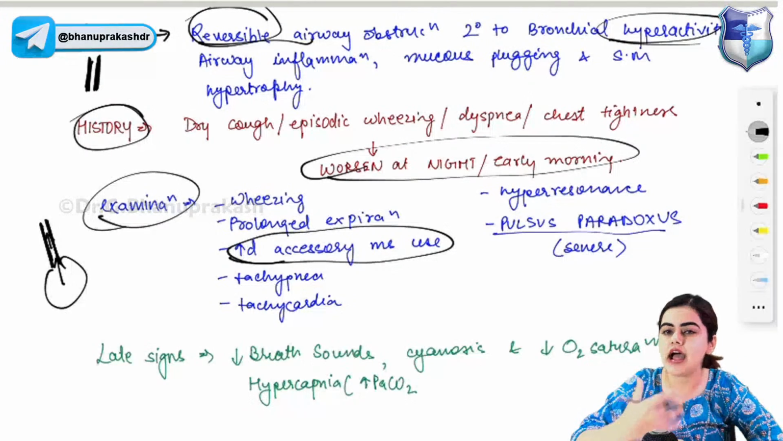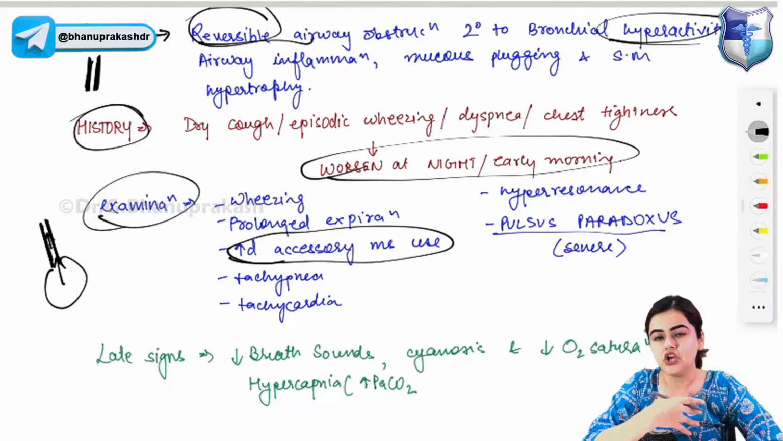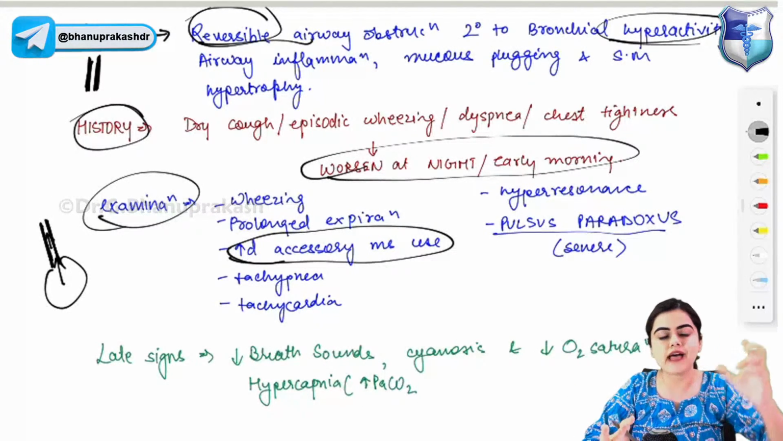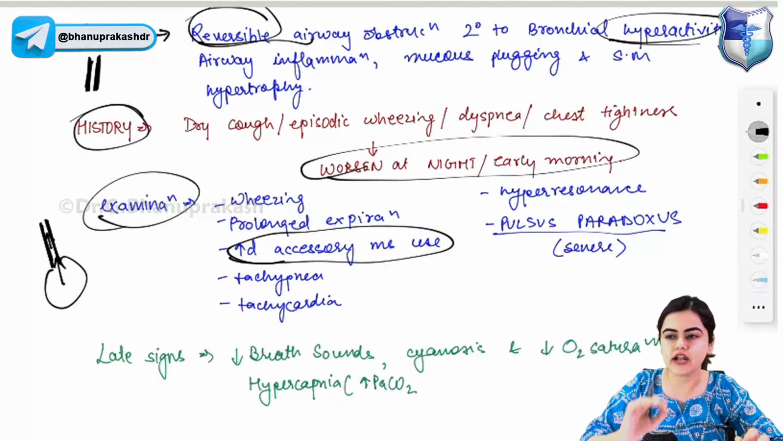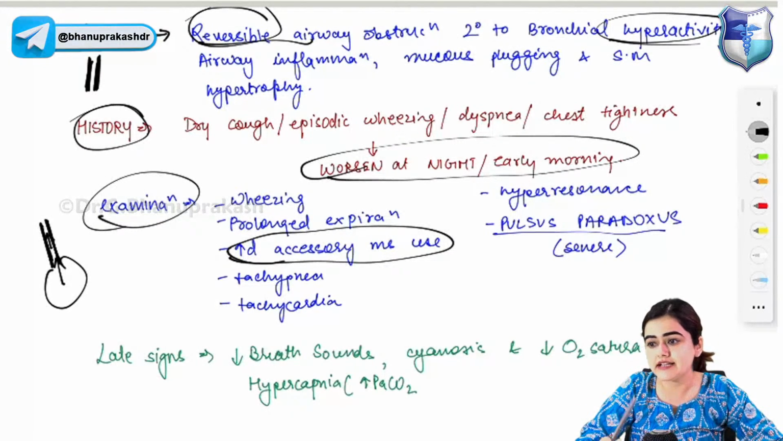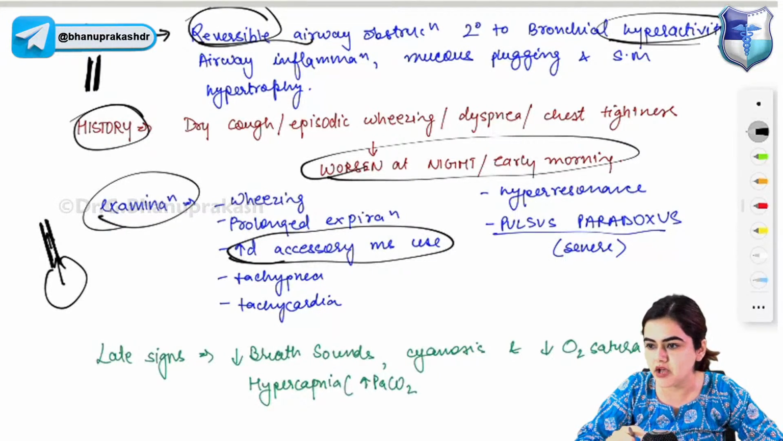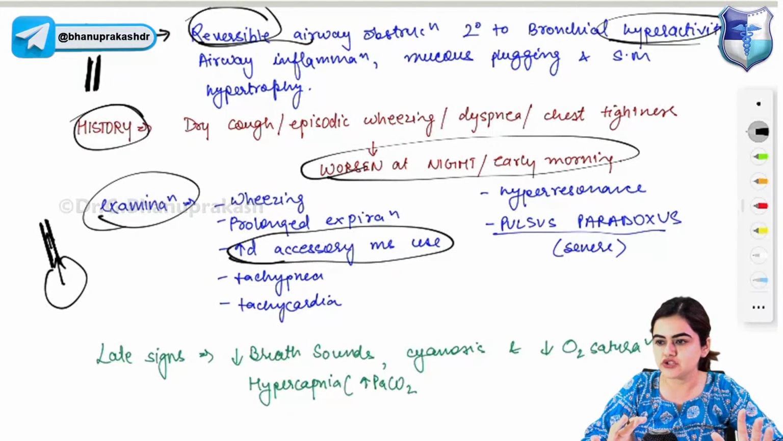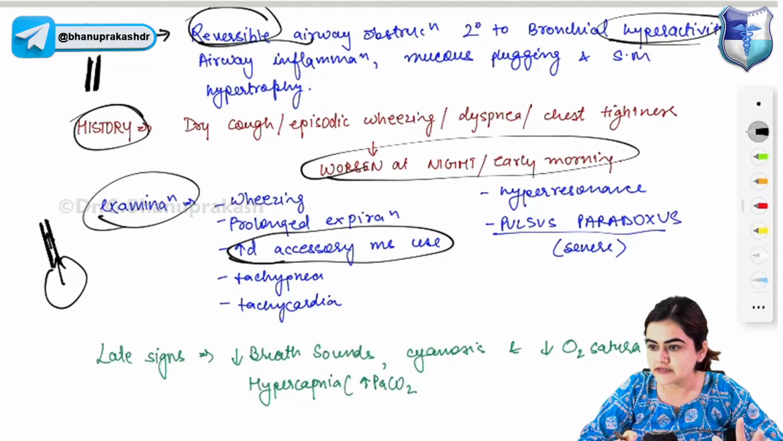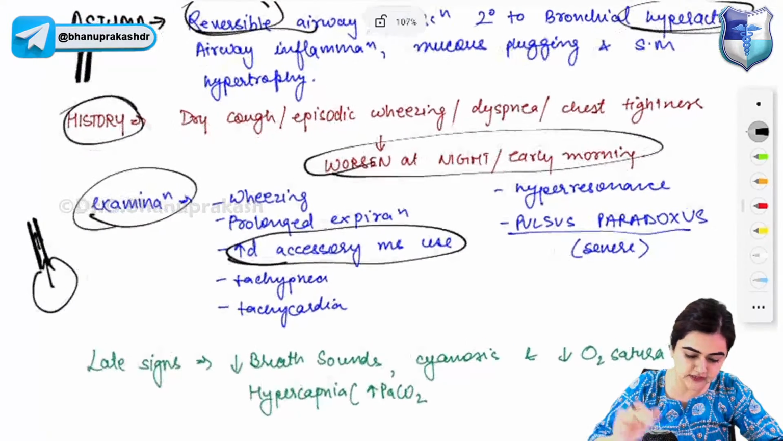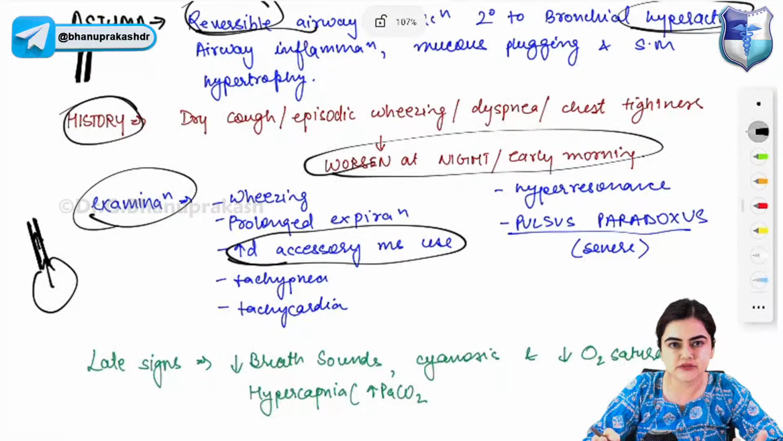You can all add the points which you remember, so this will be a collective discussion. If you want to add any points related to asthma pathology, you can add. So yes, you can find Kirschmann spirals in the sputum. Kirschmann spiral is a sputum finding of asthma. Charcot-Leyden crystal is also a finding of asthma.